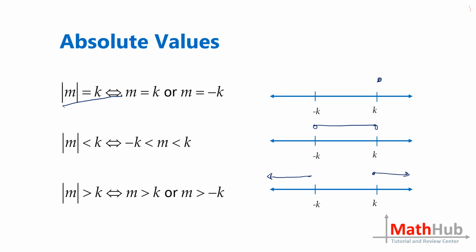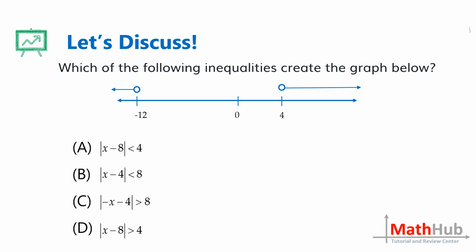It's this. Now let's look at this example. Which of the following inequalities create the graph below? Just by looking at the graph, since the graph consists of two separate rays, it cannot be choice A because remember, if you have a less than sign, the graph will look like this, not two separate lines. So we can easily eliminate A and B.